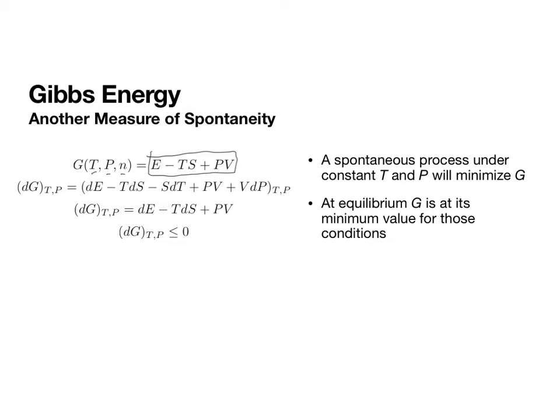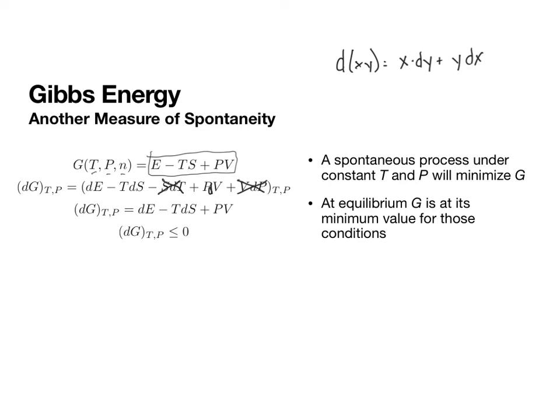If we take the derivative of both sides, keeping temperature and pressure constant, we have to use the product rule. Remember that the derivative of x times y is equal to the first times the derivative of the second plus the second times the derivative of the first. If I do this, I get that dG at constant T and P equals dE minus TdS minus SdT plus PdV plus VdP. Since we are holding temperature and pressure constant, the SdT term is 0 and the VdP term is 0, because dT isn't changing and dP isn't changing.